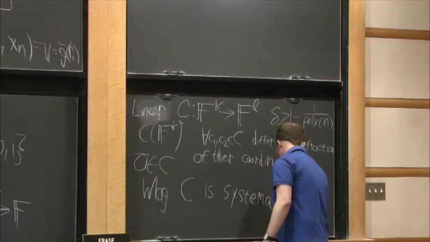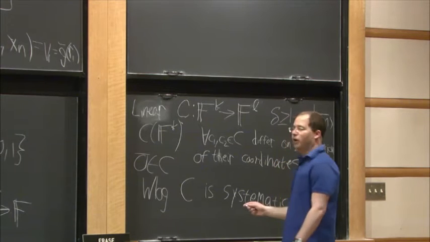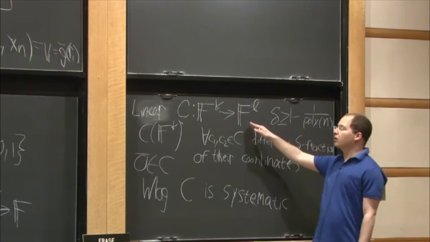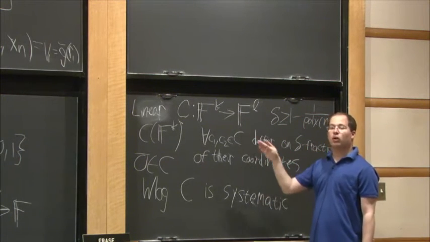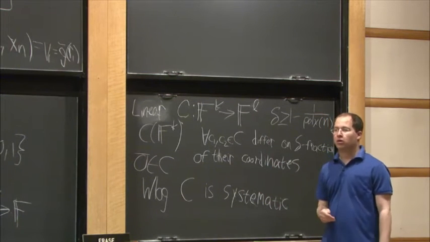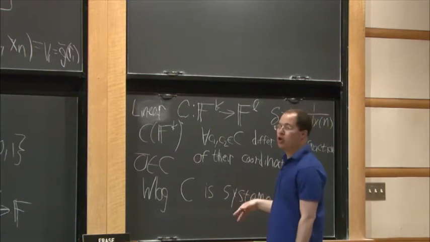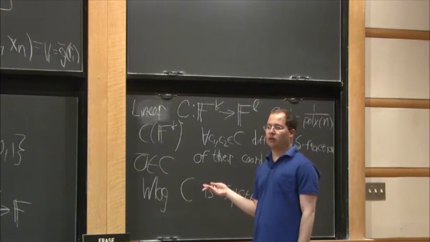Which means that the first k coordinates of the code word are always equal to the original message. And this can be done by a suitable change of basis.